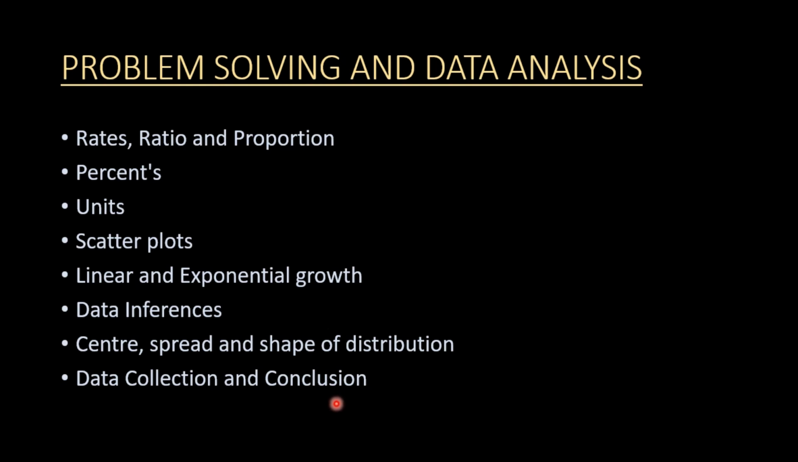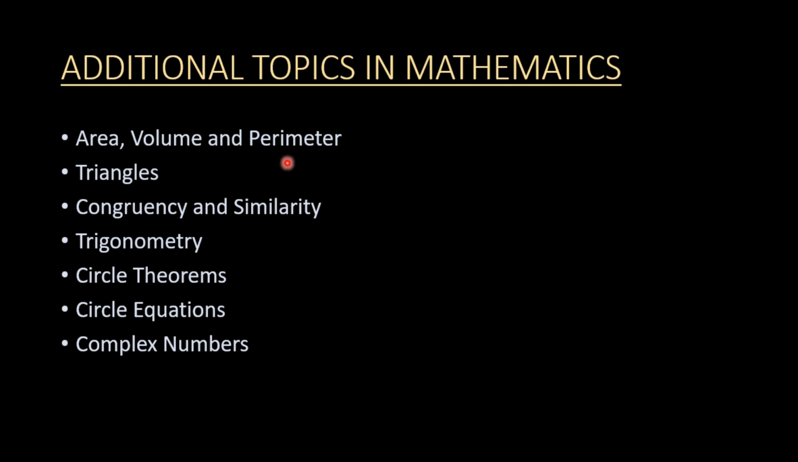So let's look at the category of additional topics. It comprises 10% of questions on average. You need to know the concepts of area, volume and perimeter that come under mensuration. You need to know triangles and properties of triangles, congruency and similarity principle, trigonometry, circle theorems, circle equations and complex numbers. In the next video, I will be giving you an overview of the number of questions that you get from each of these categories on average.